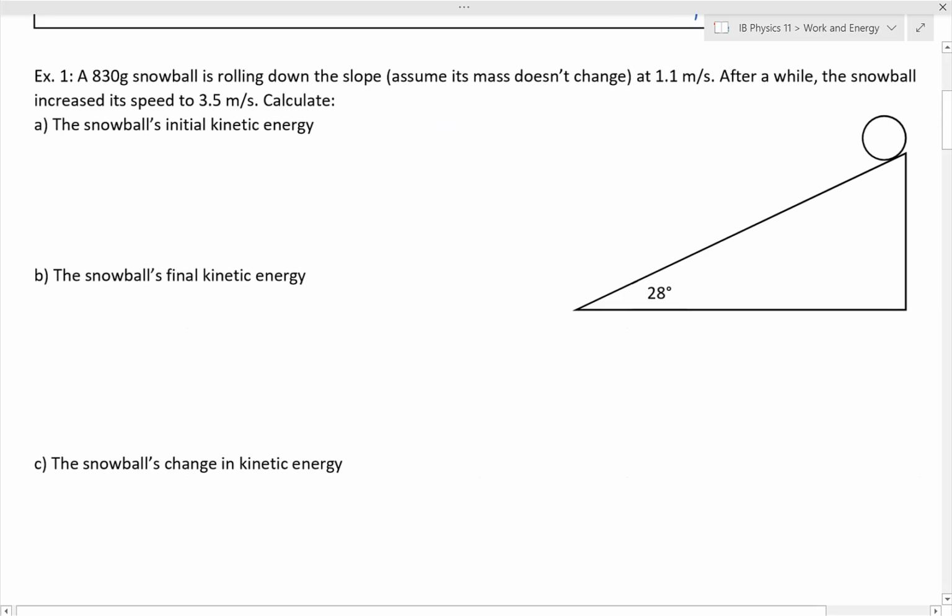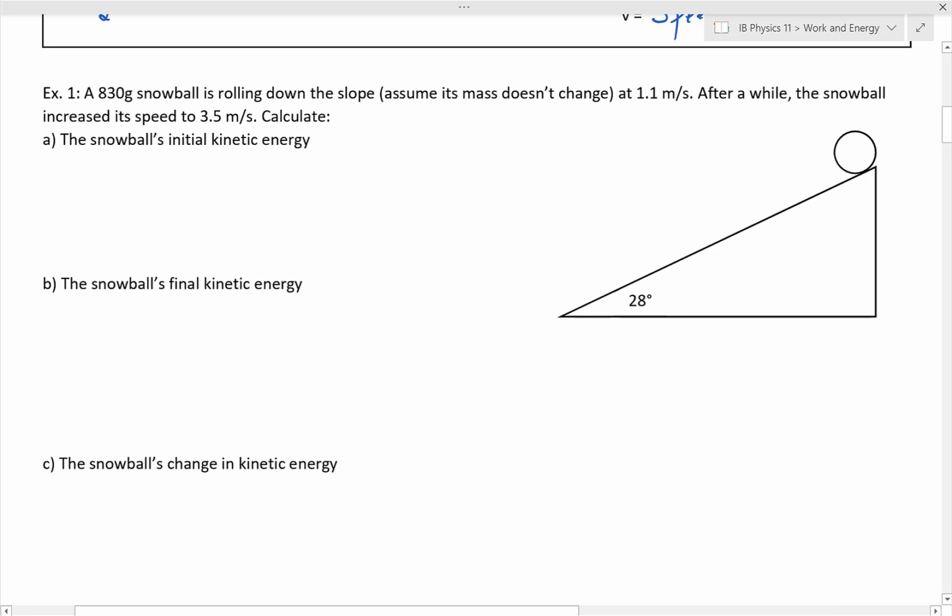So let's start off with this example here. We have an 830-gram snowball rolling down the slope. Here we have a mass. Assume the mass doesn't change, so assume the snowball doesn't pick up extra snow. As it's rolling down, it starts off at 1.1 meters per second. After a while, the snowball increases its speed to 3.5 meters per second. So this is some sort of initial speed, and this one is some sort of final speed, which we will just put in like that, okay?